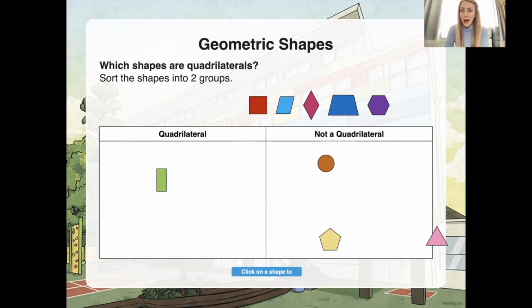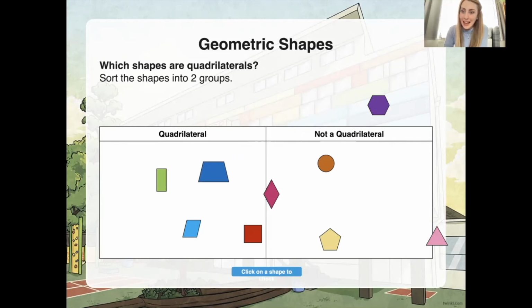Then we've got a red square that has two sets of parallel lines, and actually it has four right angles, so lots of different lines that are perpendicular to each other as well. And it is a quadrilateral because it has four sides. We've got a kite shape. Oh, that should be in the quadrilateral section. I don't know why that's in the middle. That's definitely over on the quadrilateral side. Then we've got a trapezium. Again, it is a quadrilateral. And then finally, last but not least, we have got a six-sided shape, which is a hexagon.